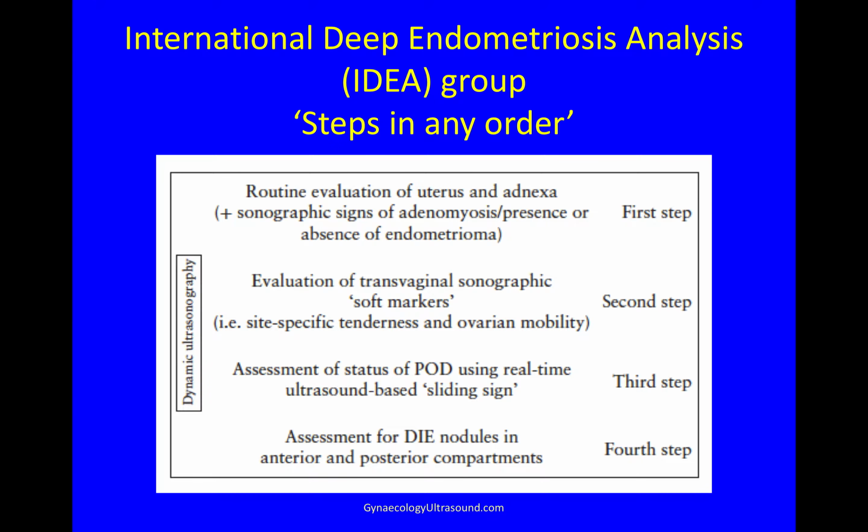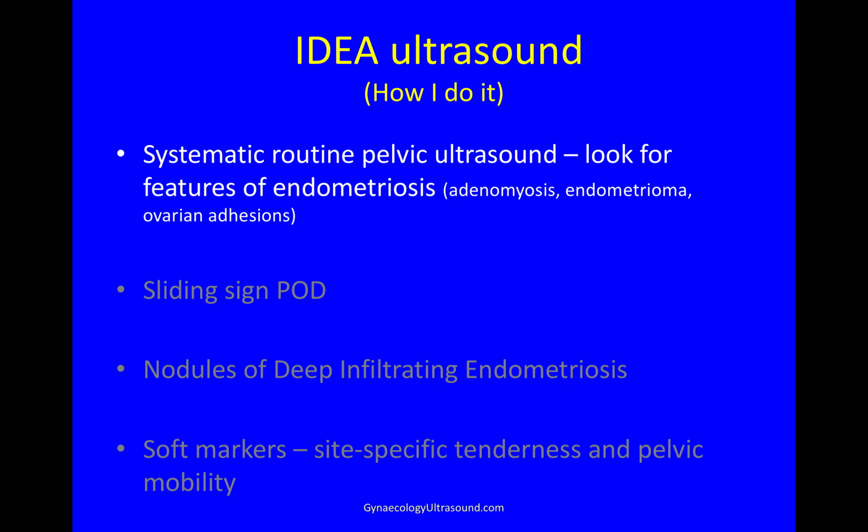The first step is a routine pelvic ultrasound of the uterus and adnexa, looking for signs of adenomyosis and ovarian endometrioma. The second step is looking for soft markers like site-specific tenderness and ovarian mobility. The third step is looking at the sliding sign as mobility in the pouch of Douglas. And lastly, looking for DIE nodules in the anterior and posterior compartments. But you can do these steps in any order. And this video is to tell you how I use the IDEA classification.